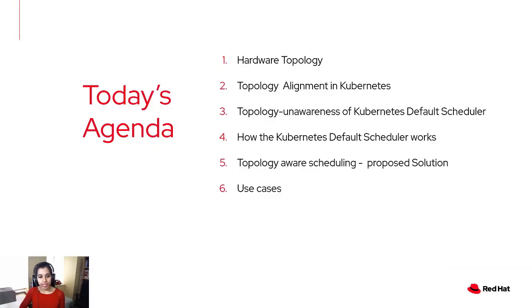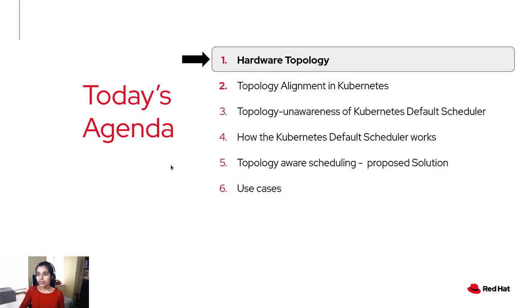So today's agenda includes hardware topology. I'll explain the term NUMA and why topology alignment is needed, and how topology alignment can be achieved in Kubernetes. We're going to discuss topology unawareness of the Kubernetes default scheduler and try to understand what leads to that and how the default scheduler works. I'll also explain a proposal of enabling topology-aware scheduling, the key components that we proposed, as well as the end-to-end working solution. I'll also talk about the current status and the use cases and wrap up by providing a few pointers for future reference.